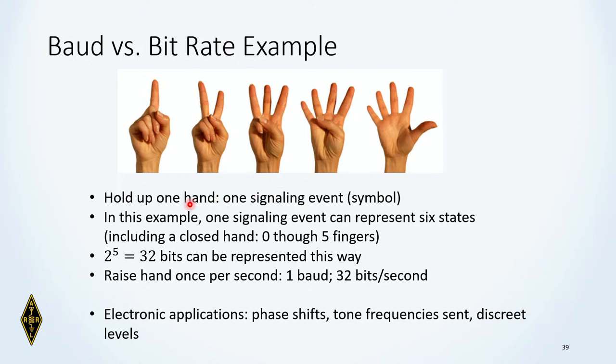So let's hold up one hand. We're going to call that one signaling event, or symbol. If you did that once per second, it would be one baud, one symbol per second. In this example, one signaling event can represent six states. So we've got five fingers and a closed fist.